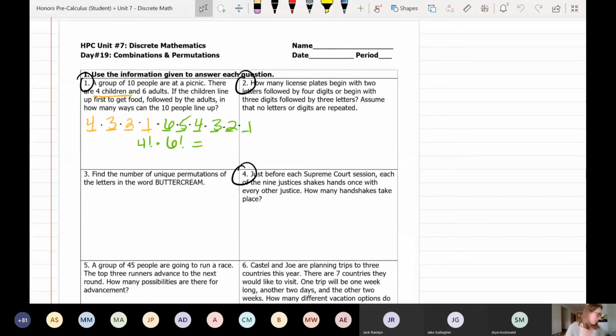And I think I probably have this answer somewhere. Let me just flip. Yes, I do: 17,280. 17,280. So that's just thinking through the problem.